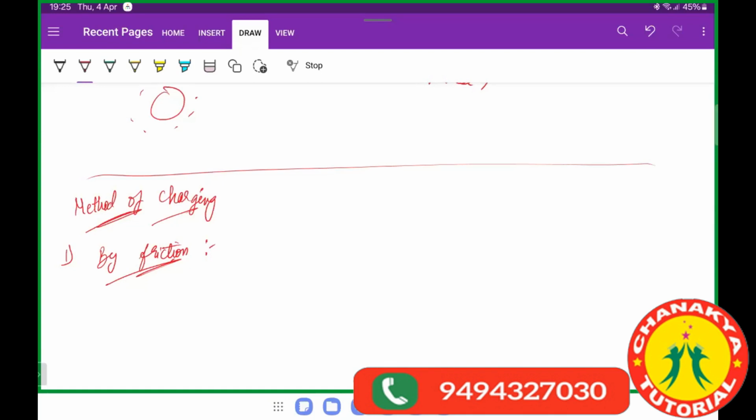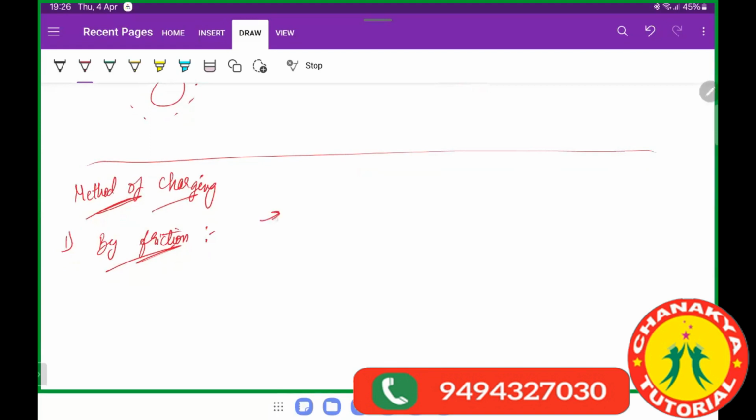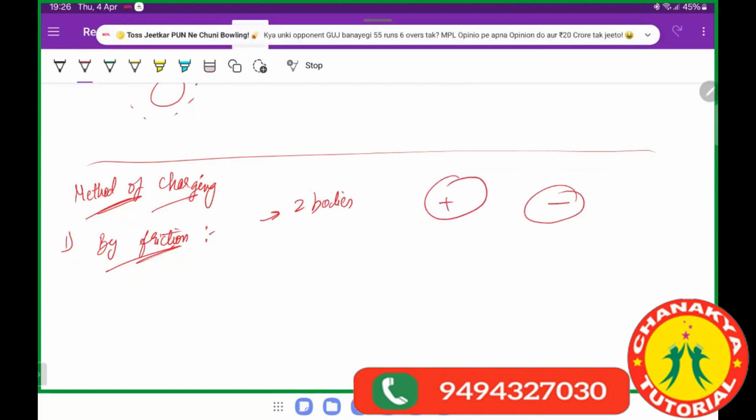When you were sitting on the chair, it got rubbed due to friction with the chair and whatever you're wearing. If you are wearing wool, it will be high friction. If you're wearing normal cotton or something else, it will be very little, so there will be very little static force or static charge. So charging by friction means two suitable bodies are rubbed together. One will be positive, one will be negative. Then only will it get attraction and repulsion force.